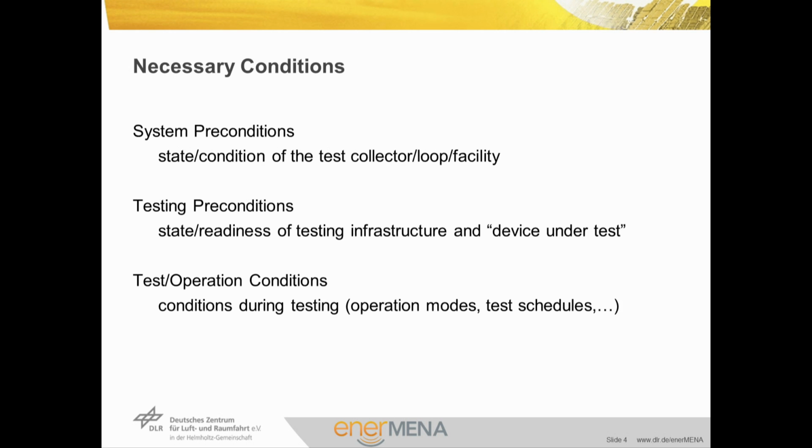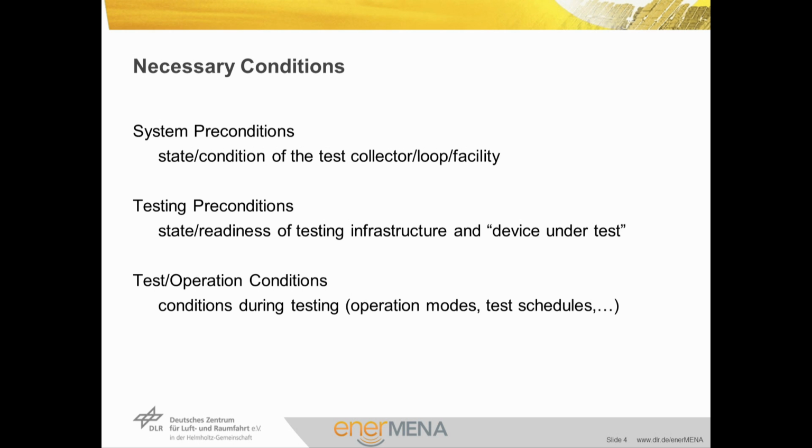Necessary conditions to be considered for performance testing can be allocated to three main categories. First of all, system preconditions that are to be fulfilled prior to testing affect the state or the condition of the test collector, loop, or facility. Testing preconditions assure the readiness of the test infrastructure and device under test. And finally, test or operation conditions during testing, like operation modes and test schedules, deal with a good interpretation of the test results.